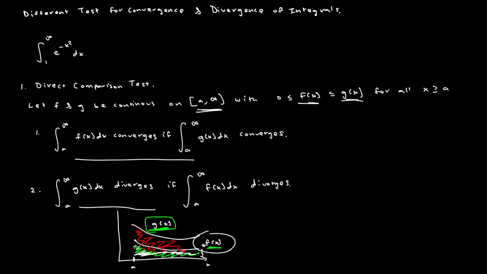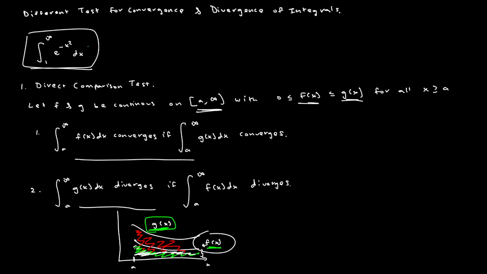And so what the direct comparison test allows us to do is evaluate whether hard integrals, such as the example over here, converge or diverge by upper bounding or lower bounding them by an easier function. If we have some knowledge on whether that upper or lower bound diverges or converges, we can use that to determine whether the original function converges or diverges without actually having to ever evaluate the original function.